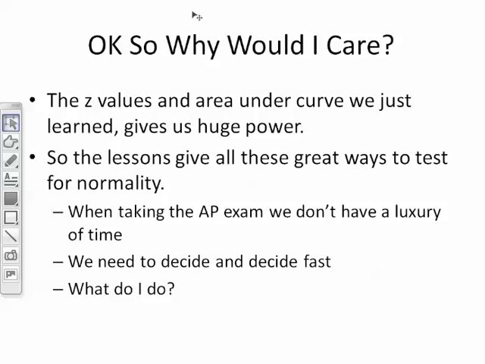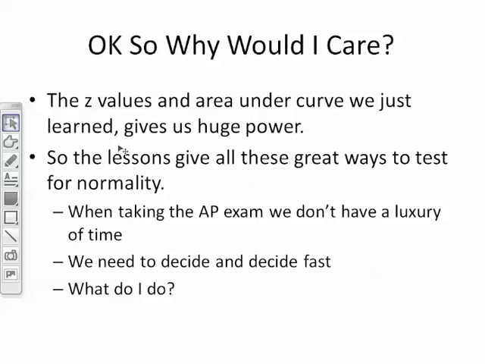Well, you saw by looking at the z values that you can see the area under the curve. That helps you see what percentage of whatever we're looking at fits in a certain area, or by a certain value, what percentage of the people are at this point. It gives us a huge power. We can say by percentages what we're looking for.